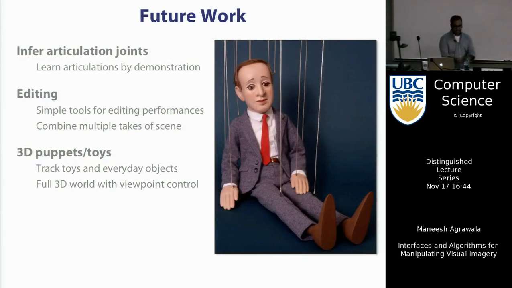Now, there are some future directions here. One thing we'd like to do is take an articulated puppet and just demonstrate the articulation and learn the joint structure. We think this is possible. We'd like to create tools for editing performances. So often, people will perform the same kind of motion multiple times because they aren't quite happy with initial takes. And so we want to combine the best parts of each take, maybe using an approach like we did in photo montage. And then finally, we'd like to extend this to 3D to work with 3D puppets and 3D toys. And we're starting to do that with the Kinect.